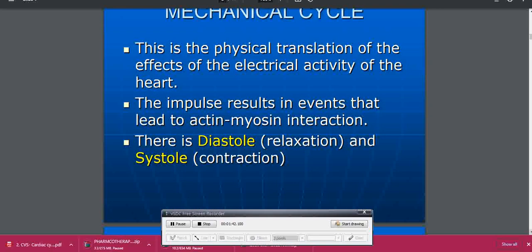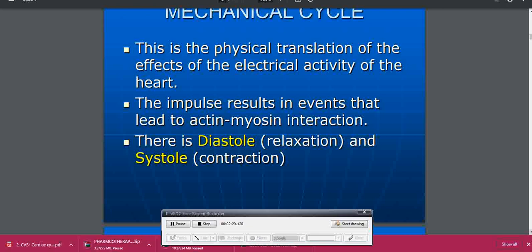Here you're going to see it. This is the physical translation of the effect of the electrical activity of the heart. The impulse results in events that lead to actin-myosin interaction. Actin and myosin are the protein elements of the muscle cells. They help during the contraction and relaxation of the muscle tissue. The most important aspect is that actin and myosin are the thin and the thick filaments. They slide over each other, and friction helps them pull each other so that contraction takes place. That is the mechanical cycle.